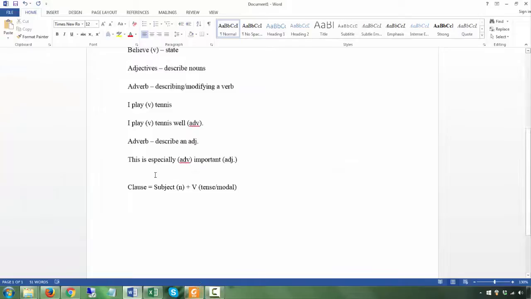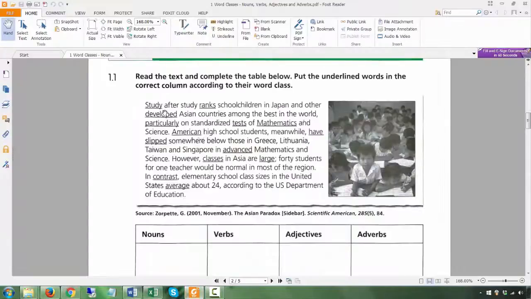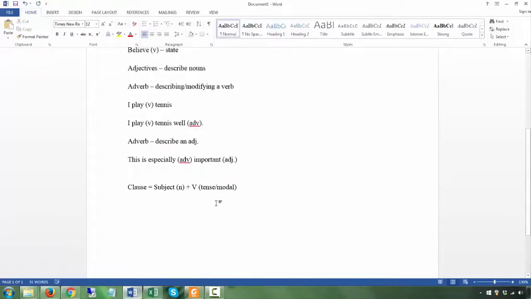All right, so this study is not the action of studying. Study is a noun because it's a subject. Study after study, that's the subject. This is a noun phrase, and a noun phrase means that this whole phrase, more than one word, functions as a noun. So when I say a subject is a noun, you could say, for example, I am happy. Now that's your subject, I, which is a noun.